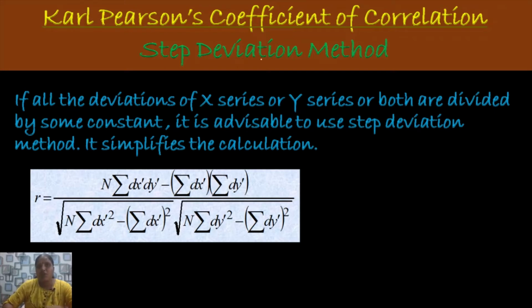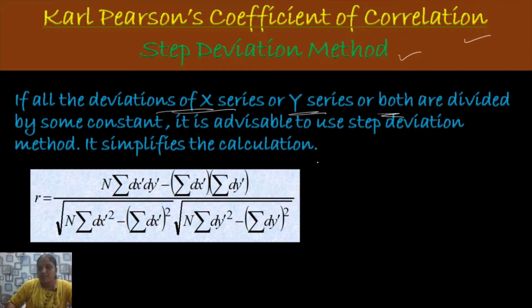In this video, I am going to explain how to calculate Karl Pearson's coefficient of correlation using the step deviation method. If all the deviations of x or y series or both are divided by some constant value, then we have to prefer the step deviation method.